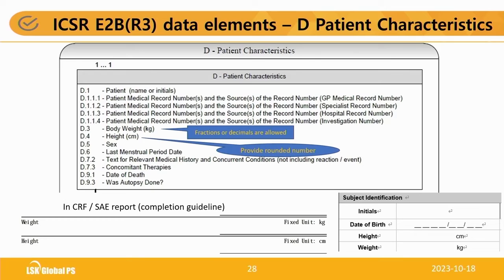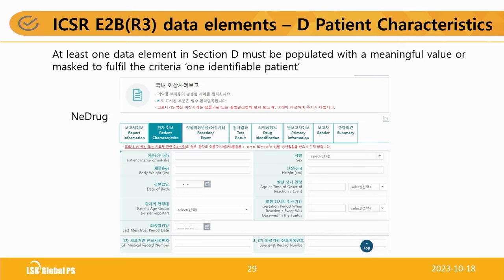So in the CRF, the heights and weights might come from the SAE. And what would the completion guide say? For example, for height, if it doesn't allow decimals, then what are we going to do if the height is 165.5? Are we going to state it as 165 or 166? So the completion guidelines should also correspond to what is allowed here.